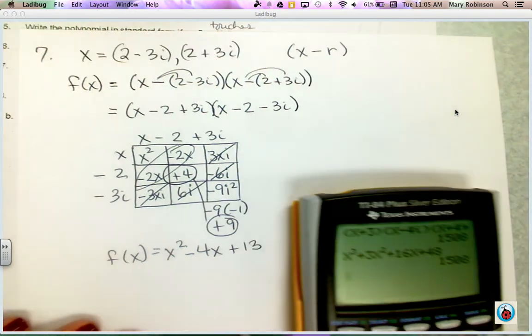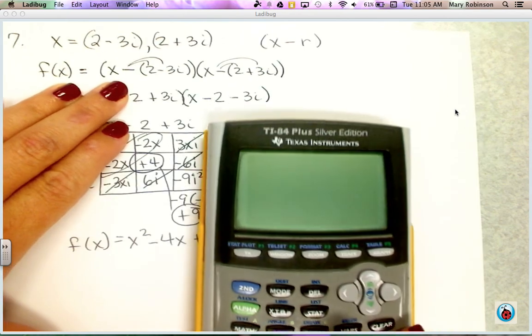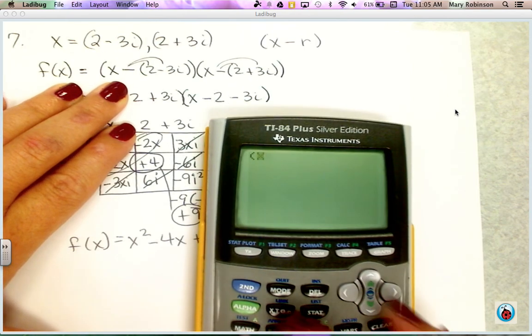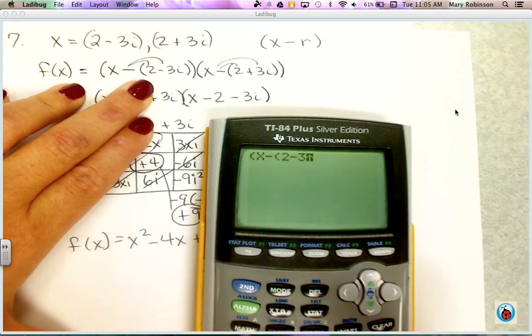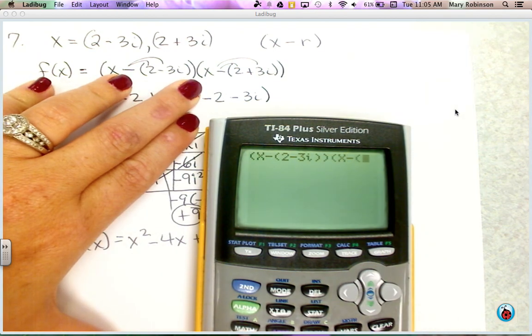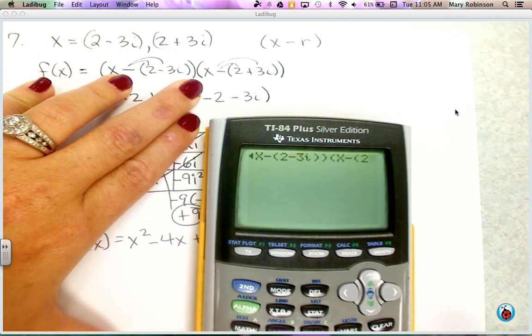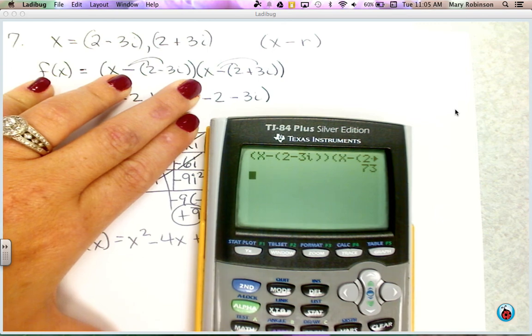Again, I'm going to check this on my calculator. So I'm going to use the i button, but type in factored form. So x minus parentheses 2 minus 3i, just like I have written, parentheses x minus 2 plus 3i, and hit enter, and I got 73.